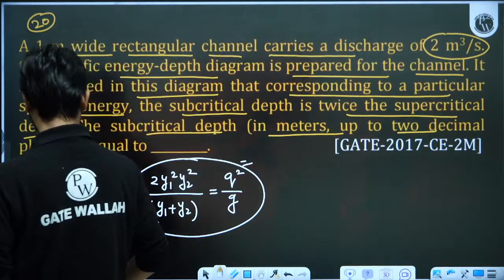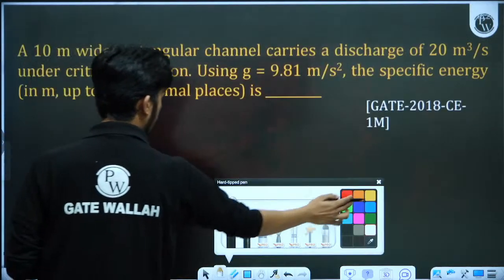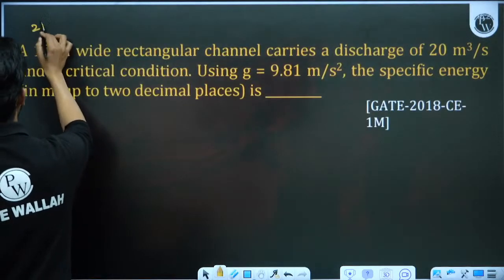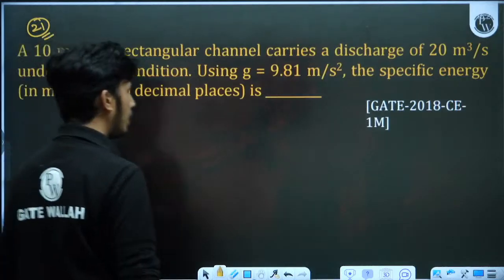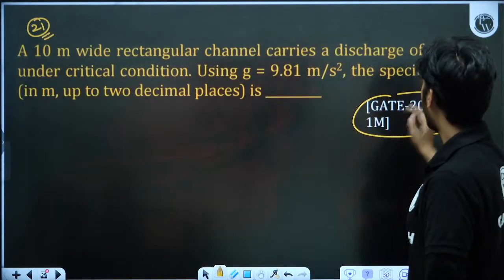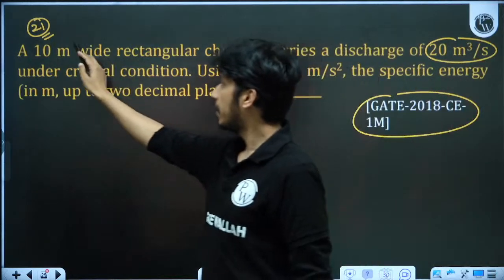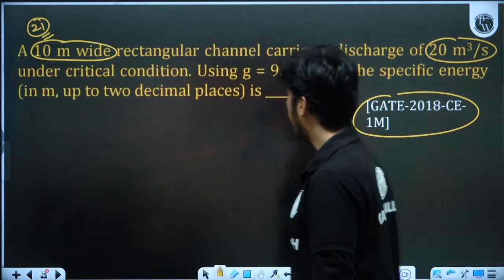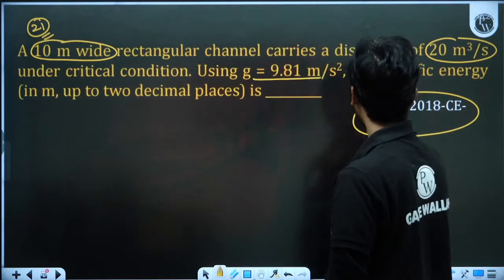This was question number 20. Let's move to the next question. Question number 21. GATE 2018, 1 mark. A 10 meter wide rectangular channel carries a discharge of 20 meter cube per second. This is a 10 meter wide channel, and under critical condition, g is equal to 9.81. The specific energy is asked.